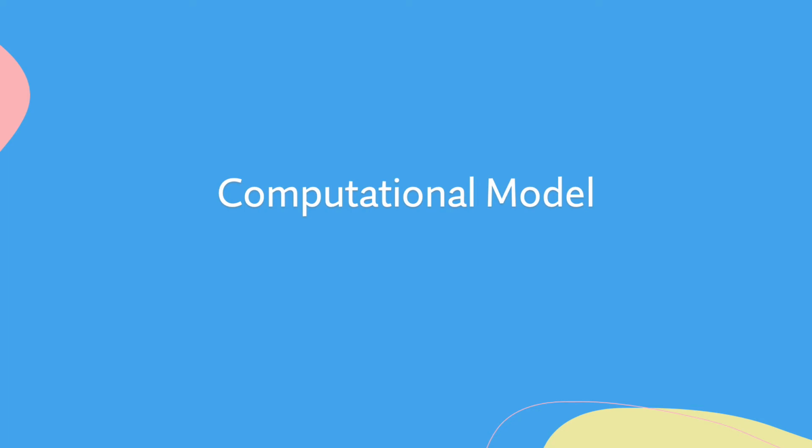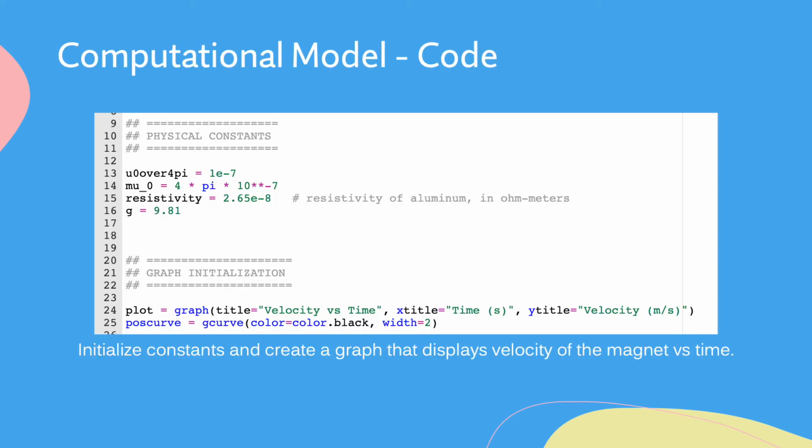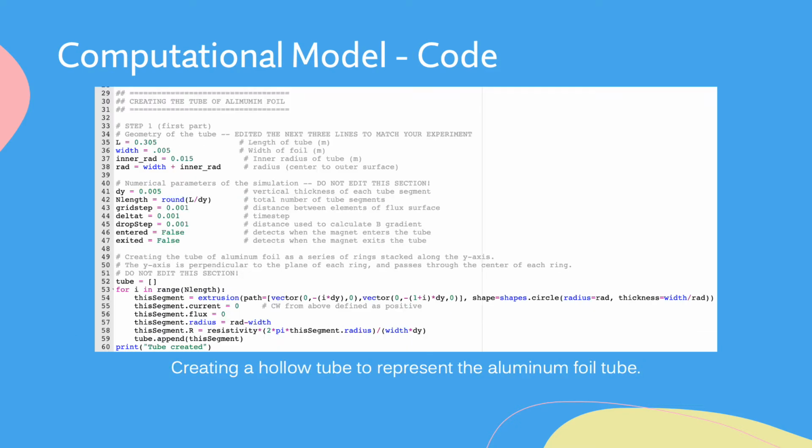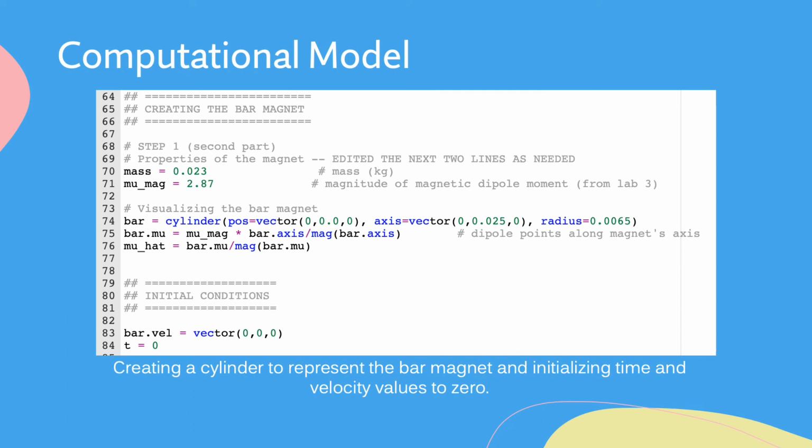Now we create the computational model in GlowScript. First, I initialized necessary constants and created a graph that will display velocity of the magnet versus time. Next, I created a hollow tube to represent the real aluminum foil tube. Then, I created a cylinder to represent the bar magnet, and I initialized the time and velocity values to 0.